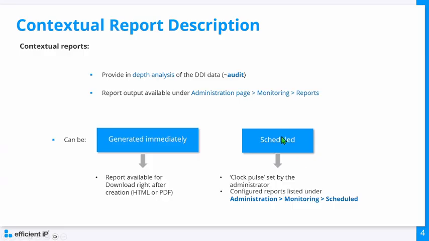Now, for you to view the available reports that you have generated, you can go to admin home, monitoring. Under monitoring, you can click on report. So you will be able to see those reports that you have generated before. Are you clear with that?